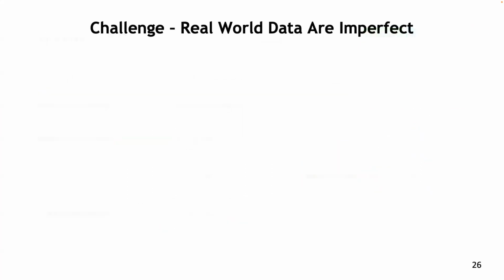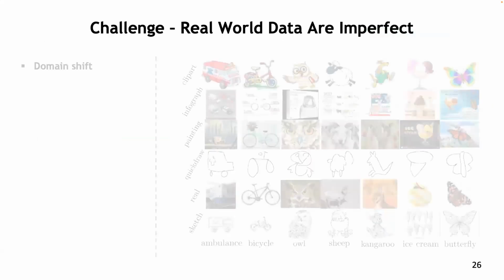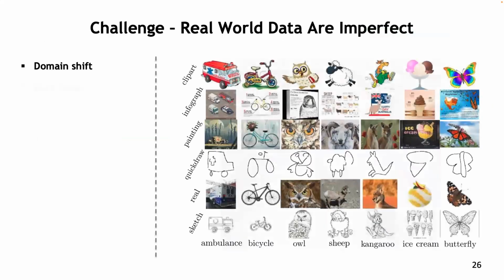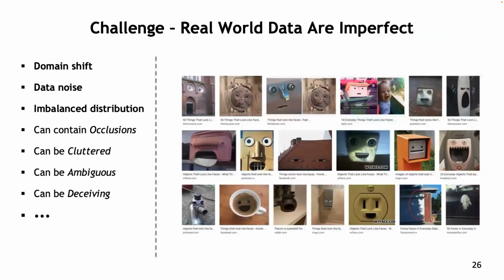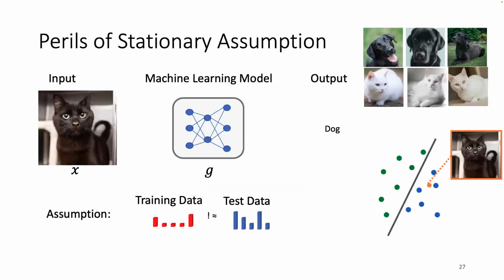However, in the real world, the data is not perfect. We will have a lot of domain shift, data noise, imbalanced distributions, and so on. This challenges the current machine learning models, including computer vision models. For example, in the real world we might meet a black cat. Because its color is similar to the dog in the training data, it is highly likely to be predicted as a dog by this decision boundary.